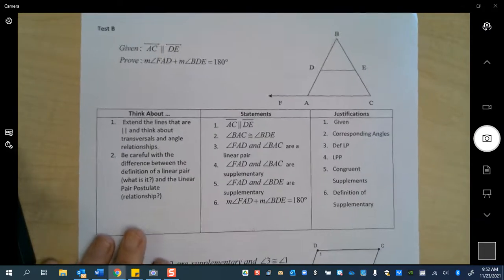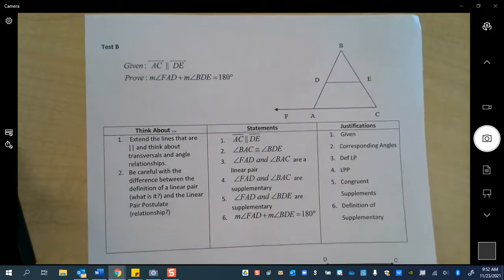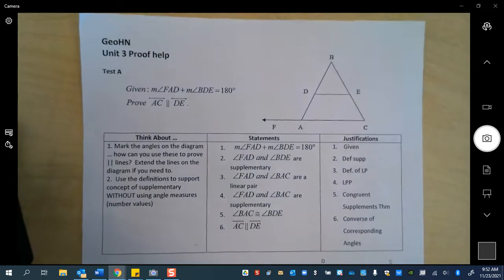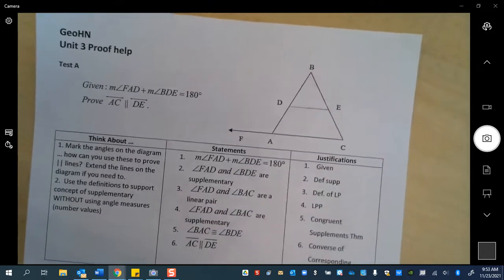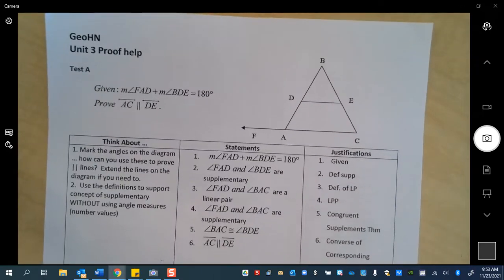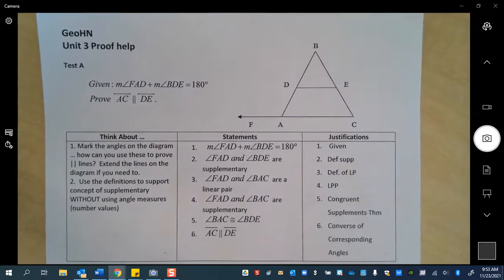So what I did was I put test B on one side and test A on the other side. And if you look at this, it's kind of cool. Cool's relative, right, to mathematics. I get it. If you look at the difference between proof A and proof B, they were actually the same proof, just in reverse. So it's good exercise for you to see if you could do both of them.